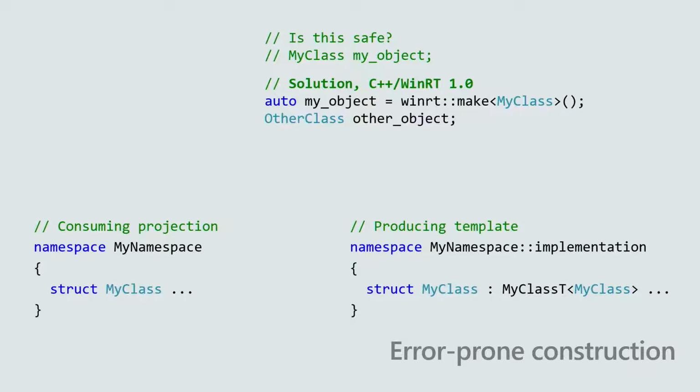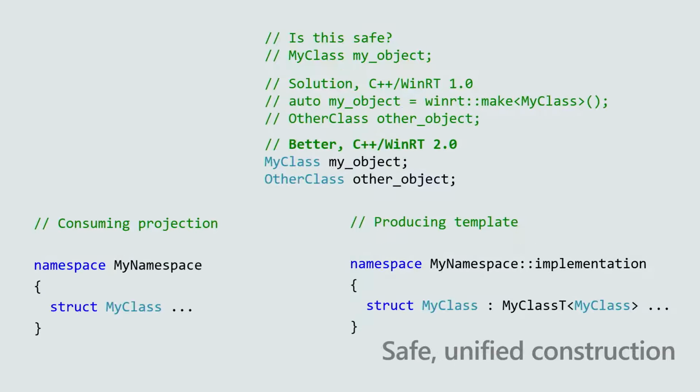Or if you're using an external type, then other object, then you just use the projected constructor. Well, that's hard to keep track of. So in version 2, we've unified that. We have now safe, unified construction patterns. So it doesn't matter which one of those you use, you're always going to end up with the right behavior.